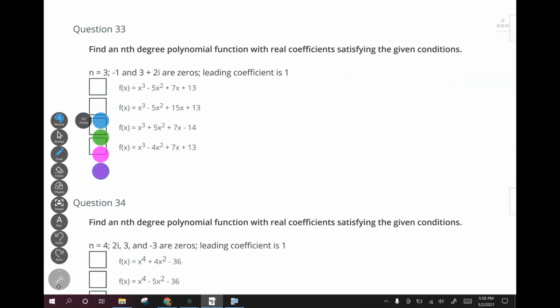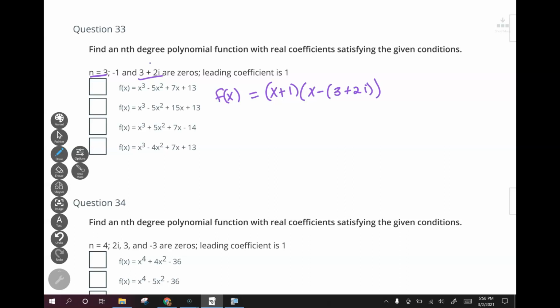33 is very similar to that one, a little different just because your 0 here involves a complex number, not just an imaginary number. Okay, it has 3 plus 2i. So again, we've got 3 zeros because our degree is n. One of our zeros is -1, so that's going to give me a factor of x plus 1. Another 0 is 3 plus 2i, so that's going to give me x minus 3 plus 2i.